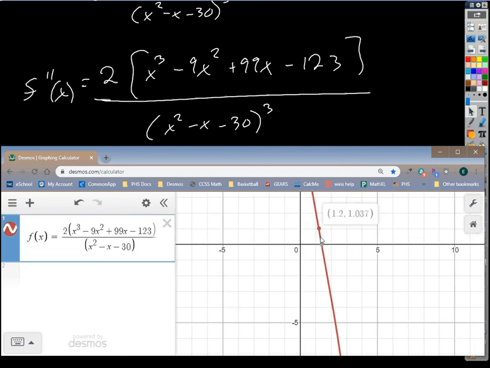Okay, so what do you know? We only get one zero of the second derivative. That's what we need. Much better.